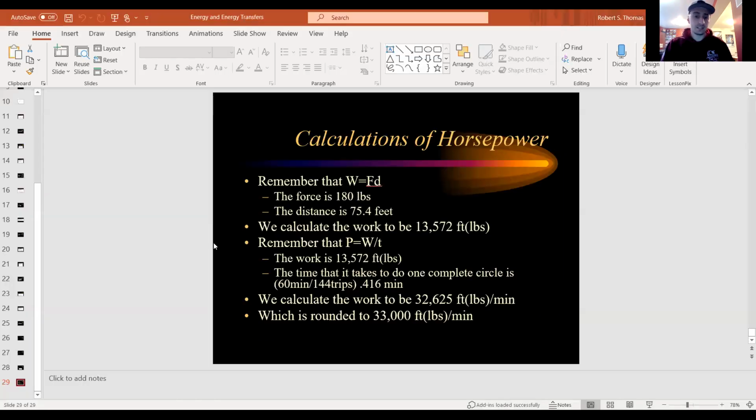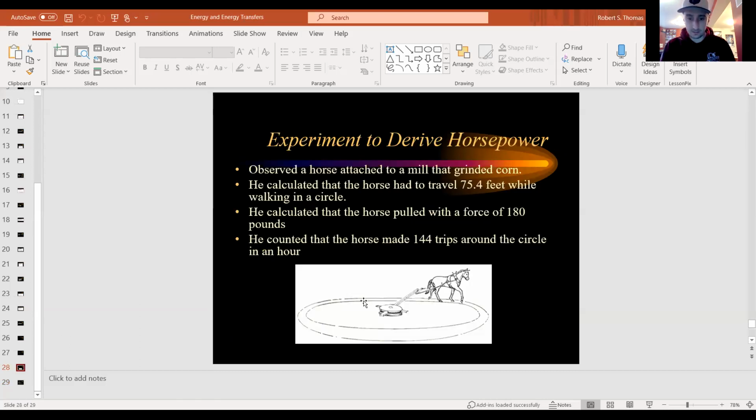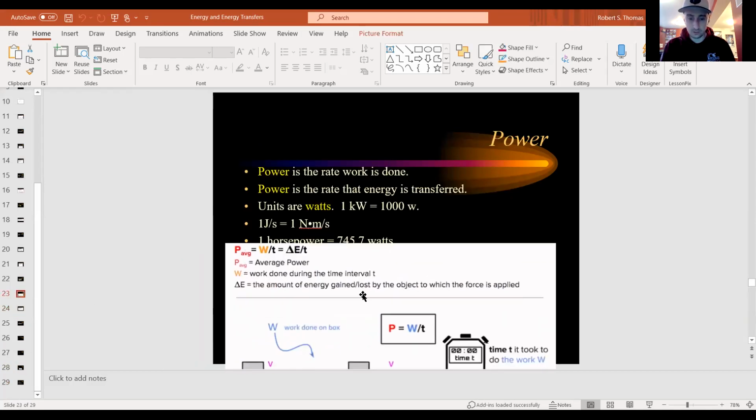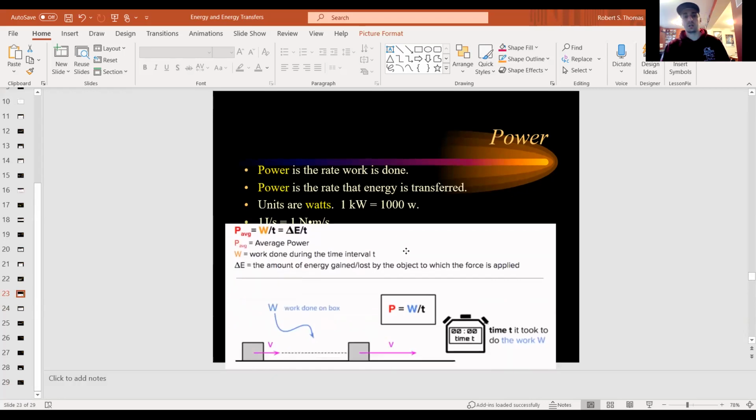Okay, so that's the end of the lecture for that. Let me see if I can find it. Yeah, 746 watts equals 1 horsepower.